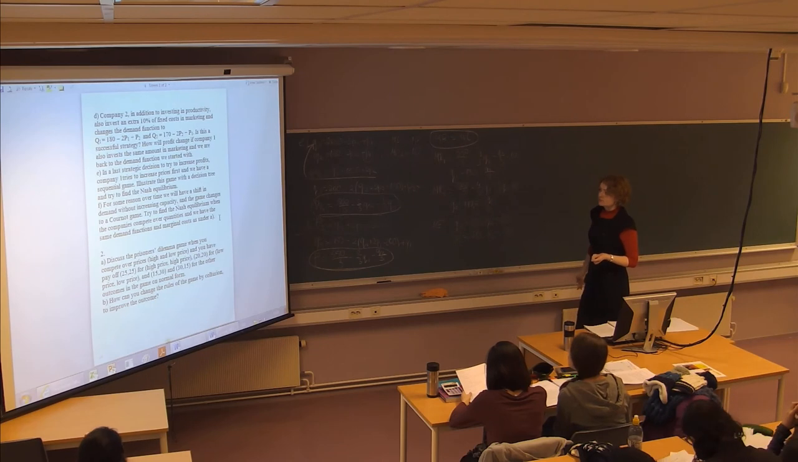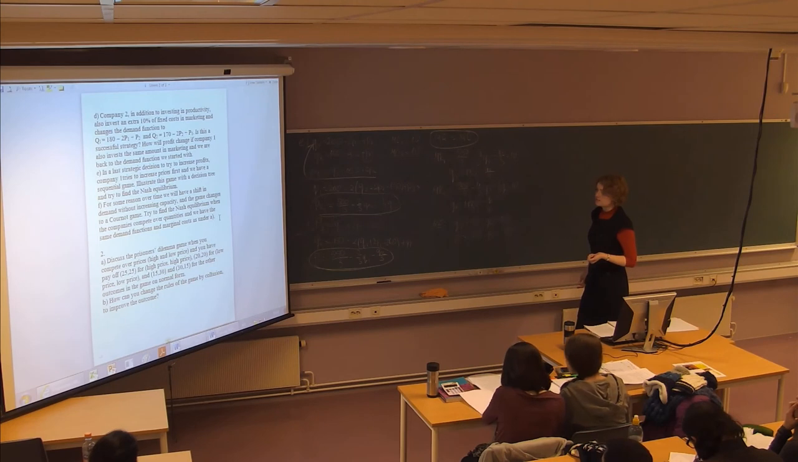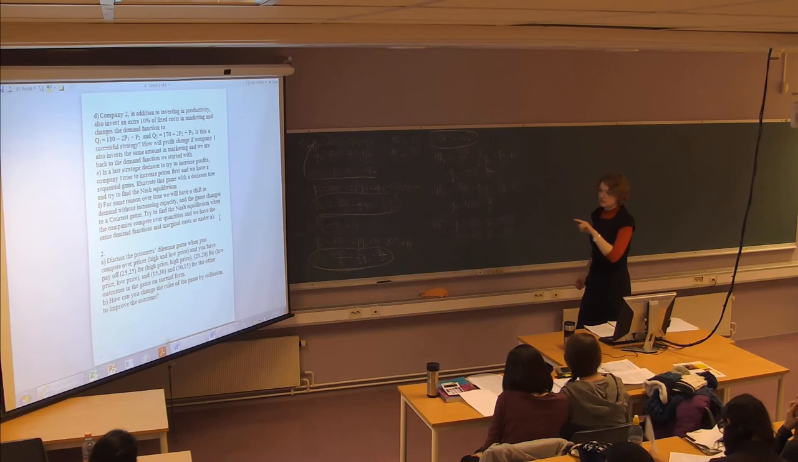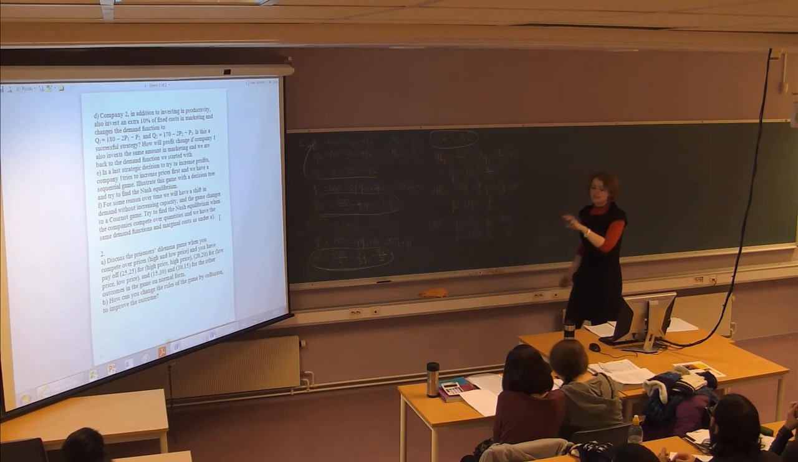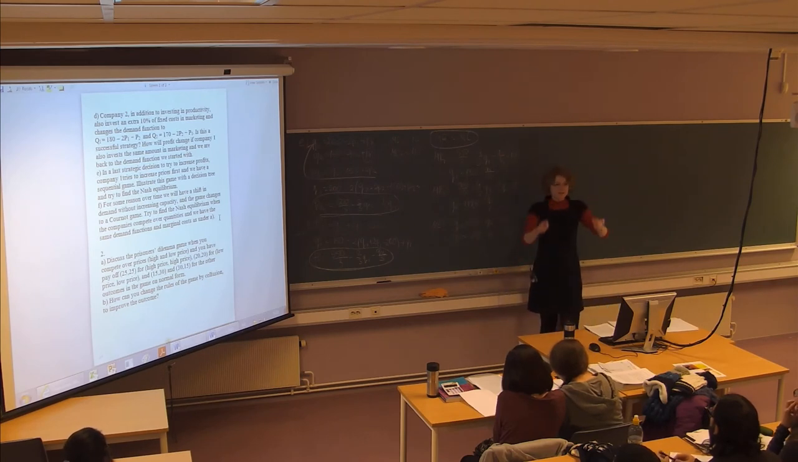What about question two? Okay, discuss the prisoner's dilemma game, when you compete over prices, a normal form game, and how we can change the rules of the game by collusion to improve the outcome. I think it's a fairly straightforward task. You draw a table, you put in the outcomes, then you get the prisoner's dilemma. What does it mean to discuss the prisoner's dilemma? You always start with the table, and then you say, okay, if this is a prisoner's dilemma, what is the main point?